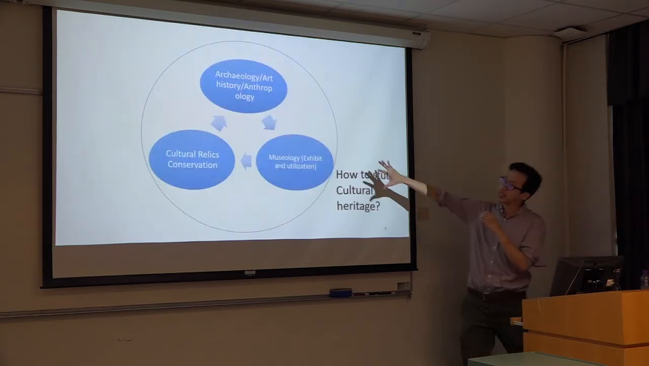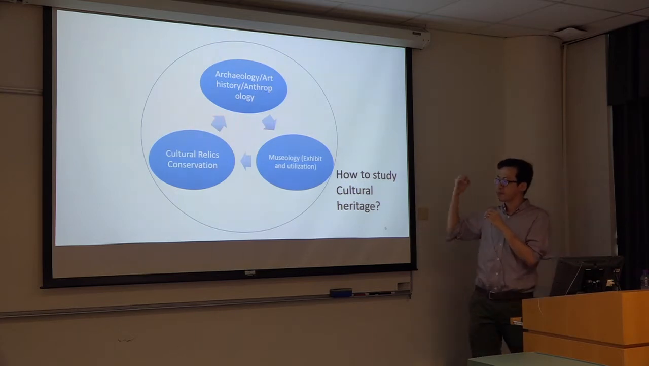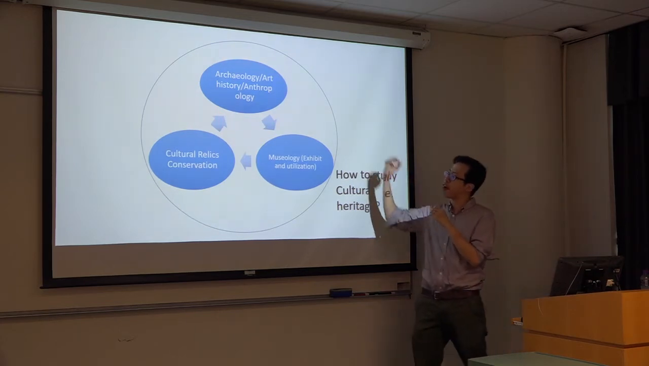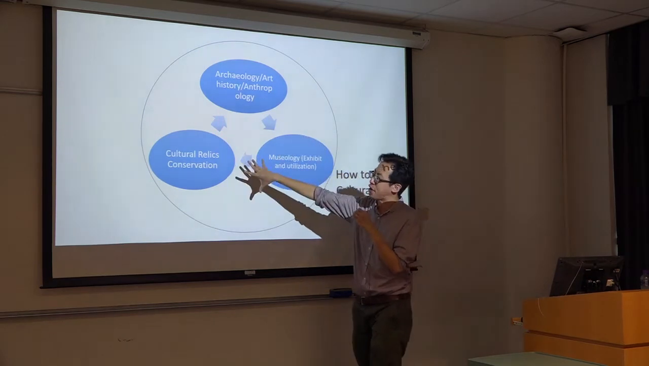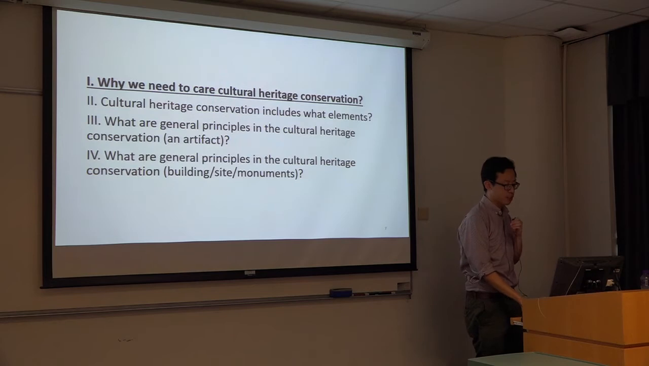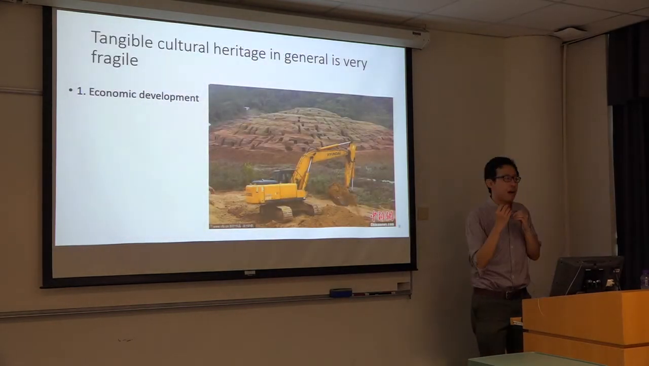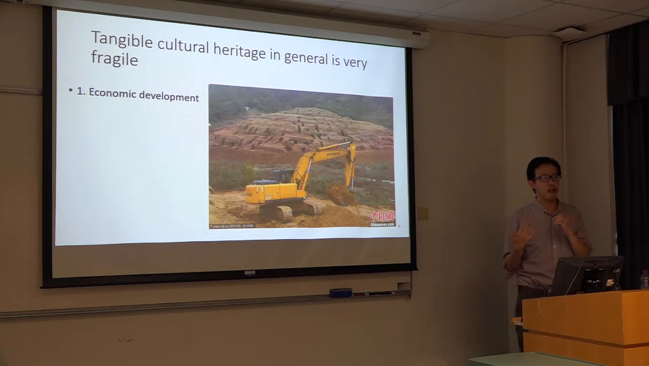So you saw this diagram before, last week. We already talked about the basic concept of culture. And now we will move to this circle to talk about what cultural heritage conservation is and some basic principles. The thing you need to understand in the beginning is that cultural heritage, in general, is very fragile. They are facing different types of issues.